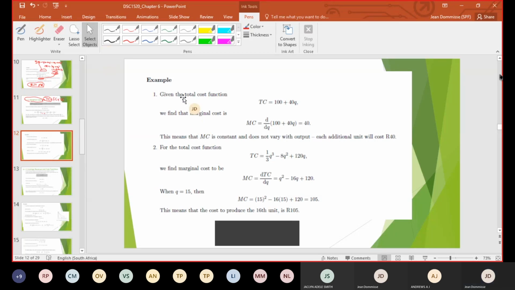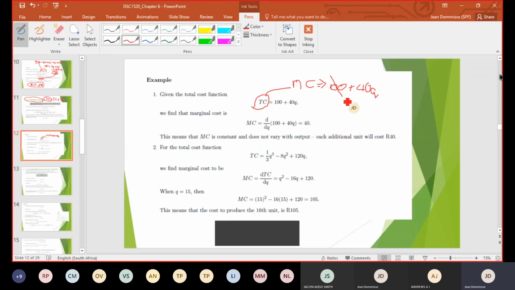What is nice with this example, and I don't think that is how it will be in the exam, but hopefully it can be, is that here they have given you what the total cost is. So in this instance, you don't need to worry about the fixed cost. You don't need to worry about what the variable cost is. To work out your marginal cost, you just take the first derivative of this formula. And this formula was an easy one. It's 100 plus 40Q.